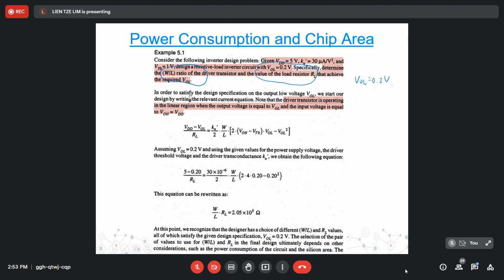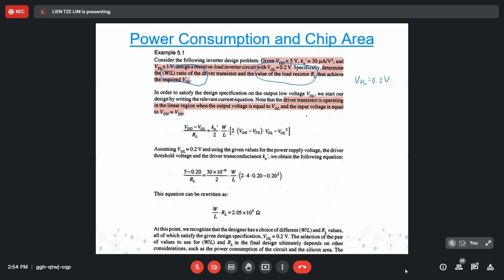In order to satisfy the design specifications on the output low voltage, we start our design by writing the relevant current equations. Note that the driver transistor is operating in the linear mode when the output voltage equals VOL and the input voltage equals VOH. VOH equals VDD. So this is the formula that is used to obtain the VOL.